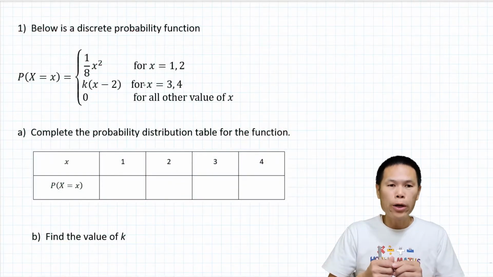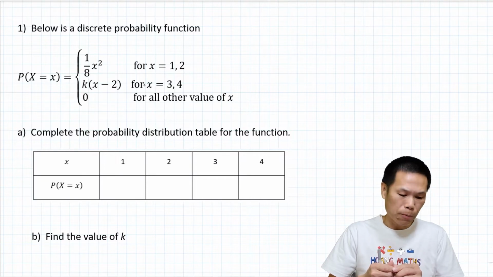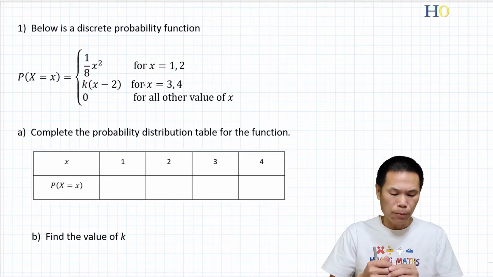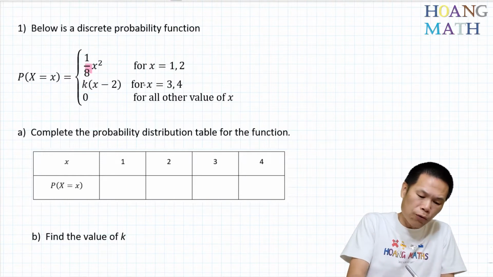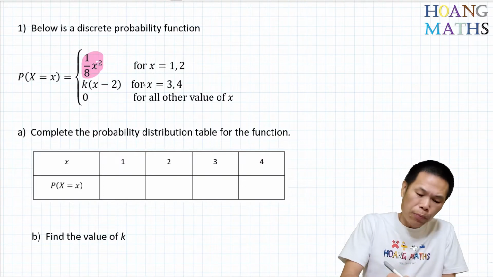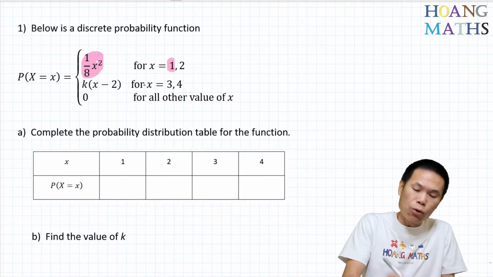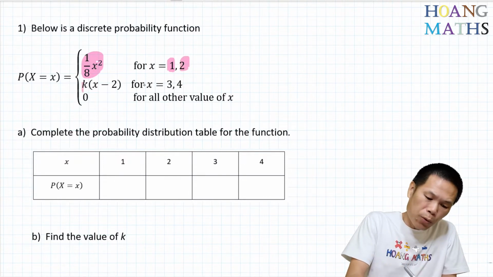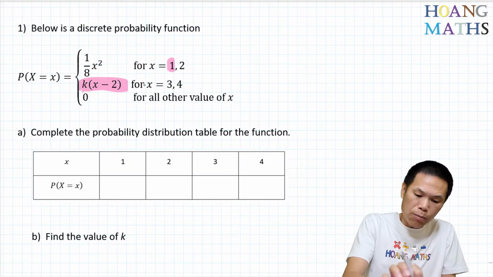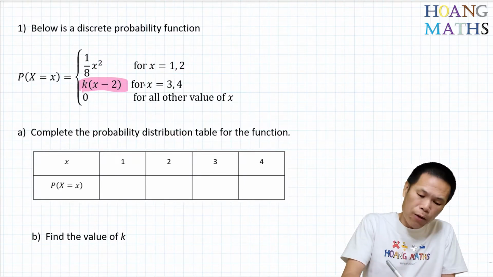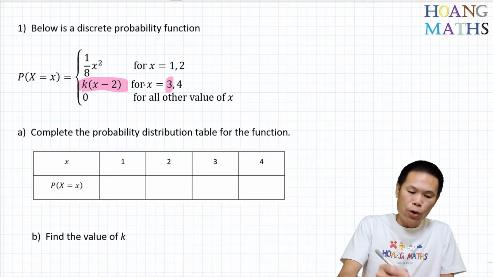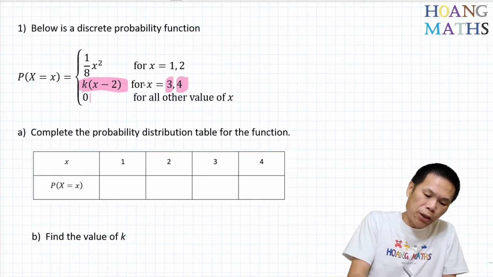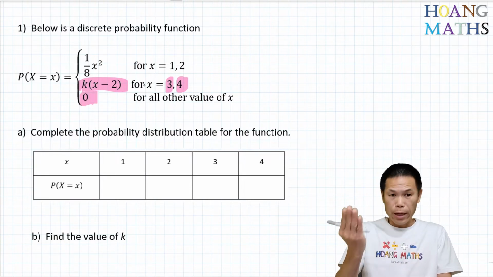First one, below is a discrete probability function. Part A, complete the probability distribution table for the function. First of all, we know that for this function, 1/8 of x squared is only applied when x is equal to 1 or x is equal to 2. And k(x minus 2) only applies when x is equal to 3 or x is equal to 4. For any other numbers, the probability is equal to 0. Okay, keep that in mind.